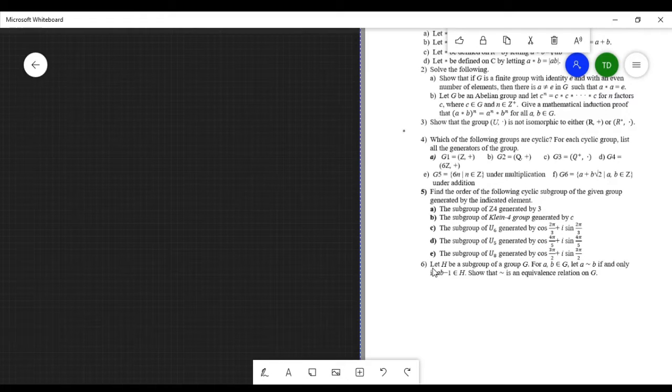Let capital H be a subgroup of a group G. For A, B belonging to G, we define tilde as: A tilde B if and only if A into B inverse belongs to H. Then show that tilde is an equivalence relation on G.